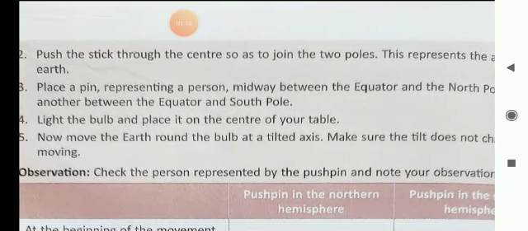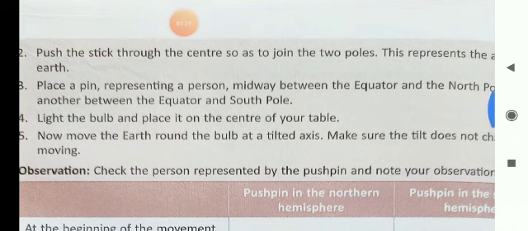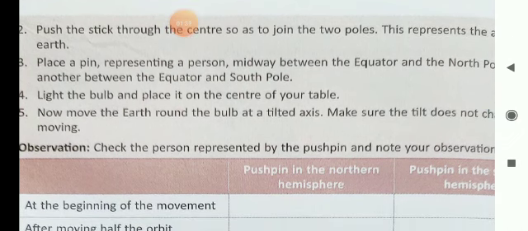दो पिन लगाना है, एक इक्वेटर और नॉर्थ पोल के बीच में एंड दूसरा इक्वेटर एंड साउथ पोल के बीच में. This pin is representing a person. Now light the bulb and place it on the center of your table.